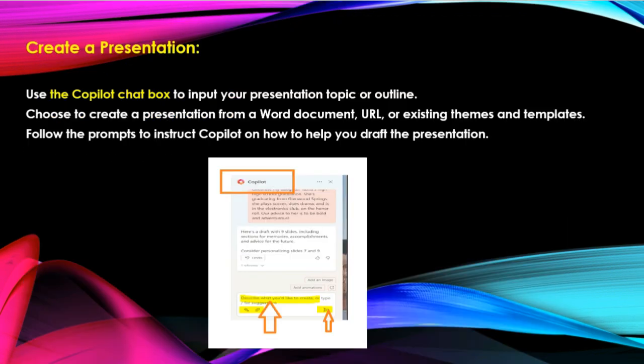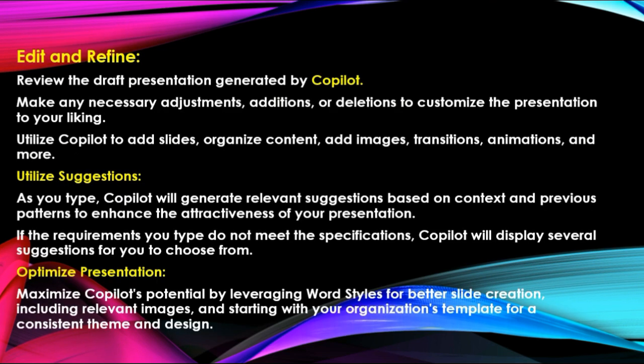Create a presentation. Use the Copilot chat box to input your presentation topic or outline. Choose to create a presentation from a Word document, URL, or existing themes and templates. Follow the prompts to instruct Copilot on how to help you draft the presentation. Edit and refine. Review the draft presentation generated by Copilot. Make any necessary adjustments, additions, or deletions to customize the presentation to your liking. Utilize Copilot to add slides, organize content, add images, transitions, animations, and more.